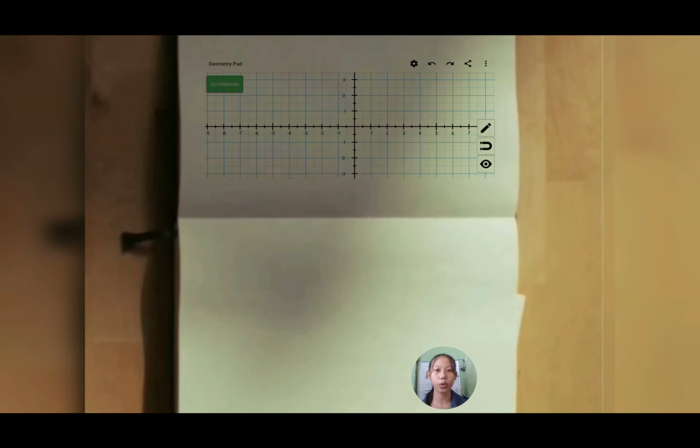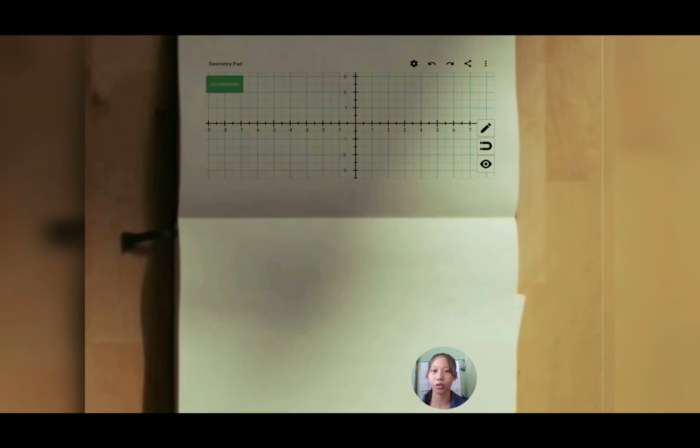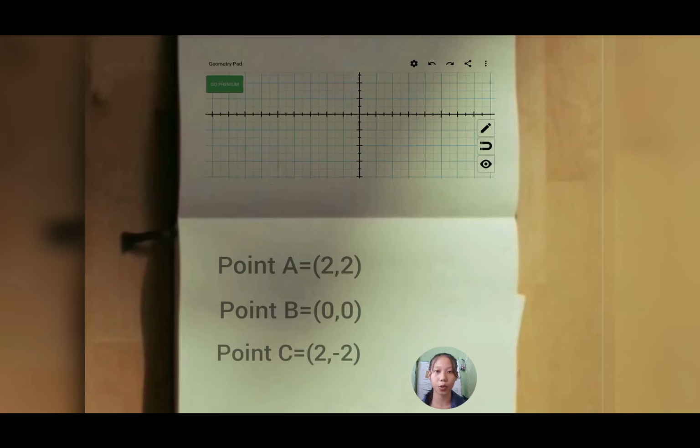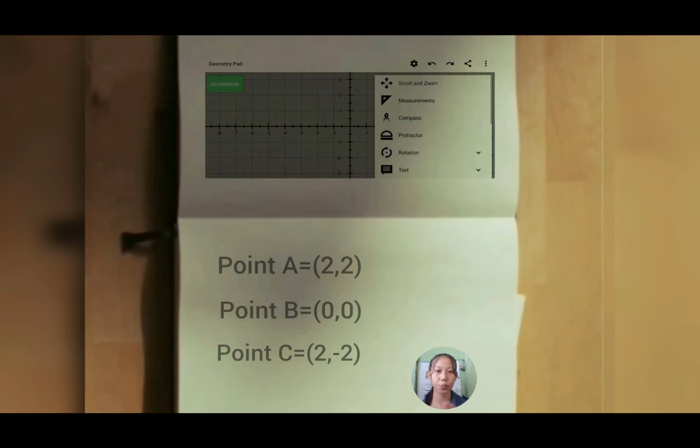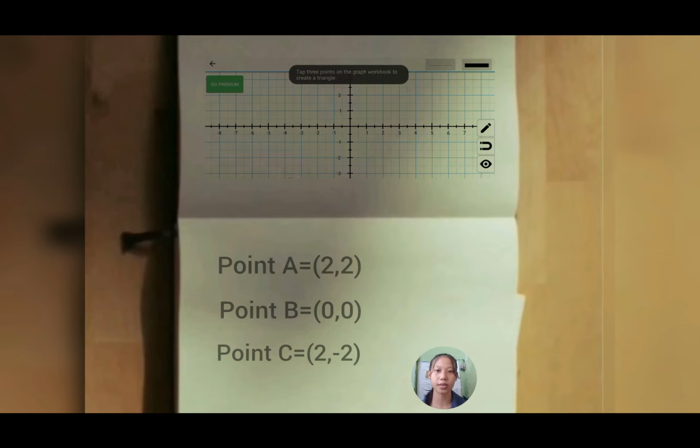Let's say we have a triangle in which point A is positioned at x-axis positive 2 and y-axis positive 2, point B is positioned at x-axis 0 and y-axis 0, and point C is positioned at x-axis positive 2 and y-axis negative 2. Let's draw the triangle using the points set. Click the triangle tool. The point A is positioned here, the point B here, and the point C here.